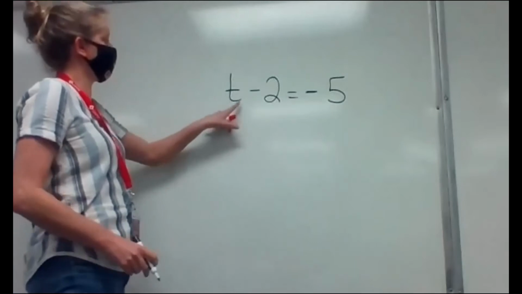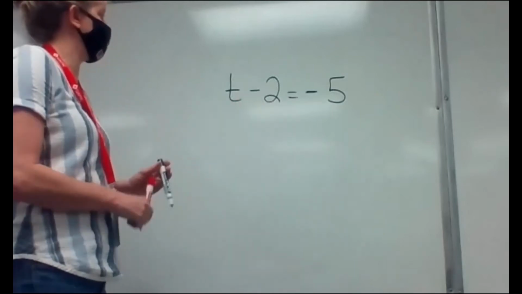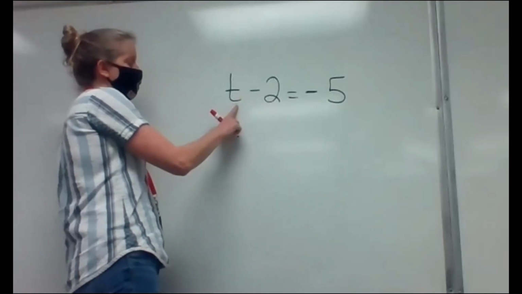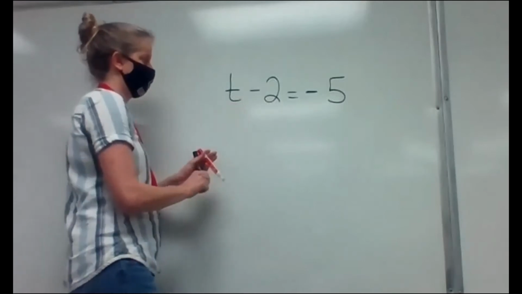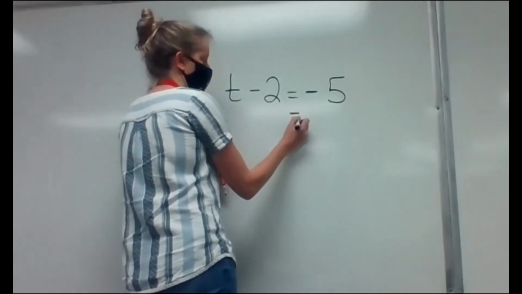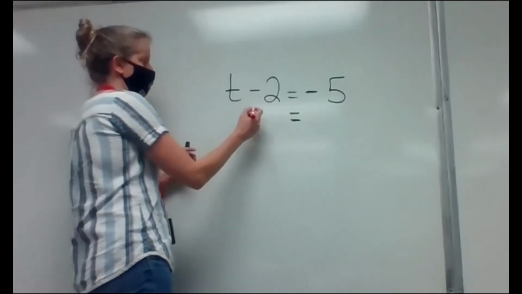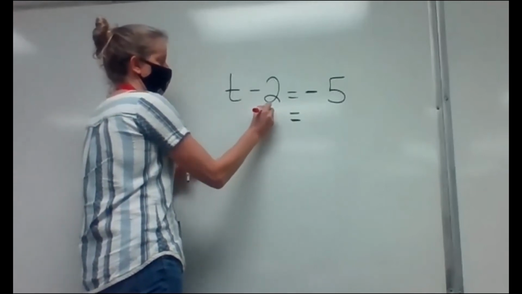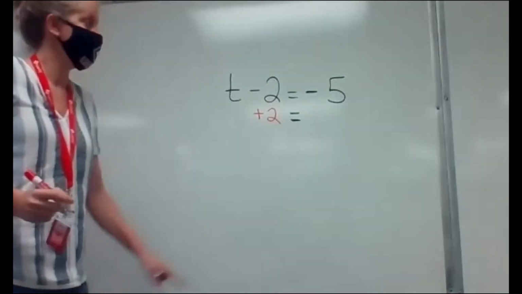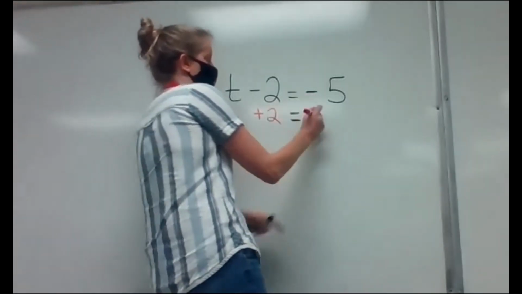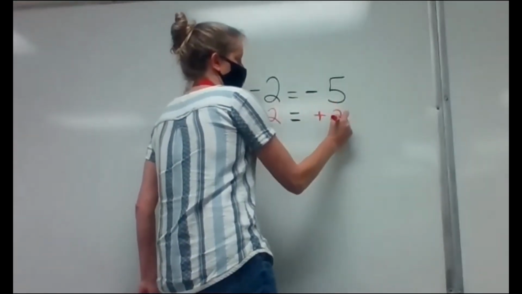Okay, so this right here, t minus 2 equals negative 5. So if t needs to be alone, let's see, bring down my equal symbol. To get rid of the minus 2, I'll do the opposite of that, which is plus 2. If I do plus 2 here, I've got to plus 2 here.